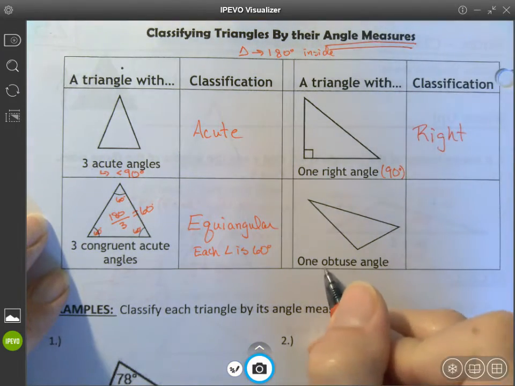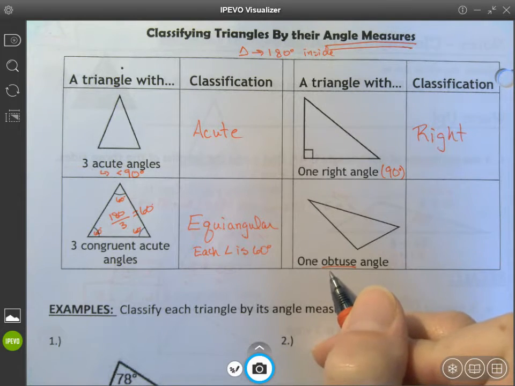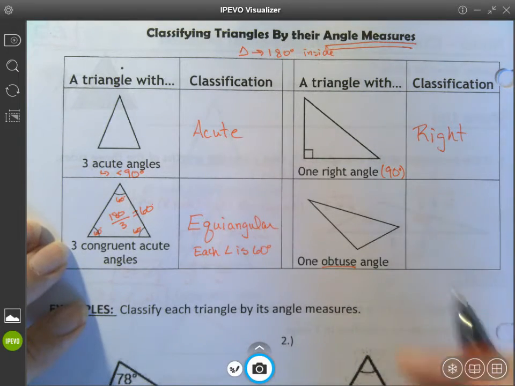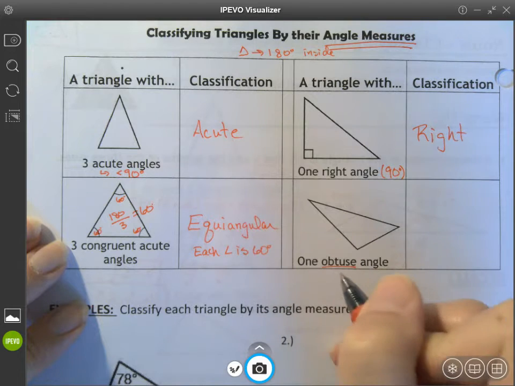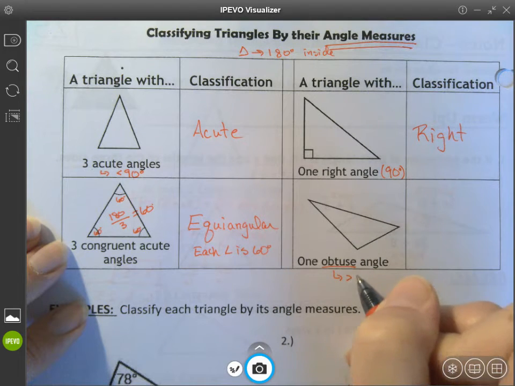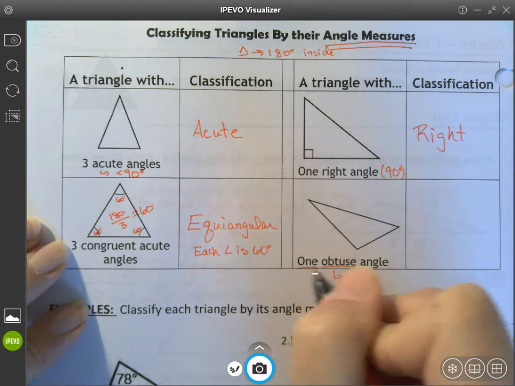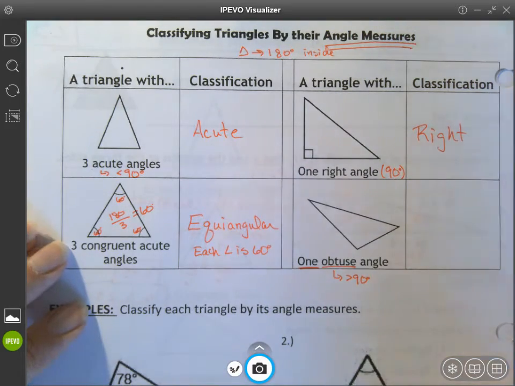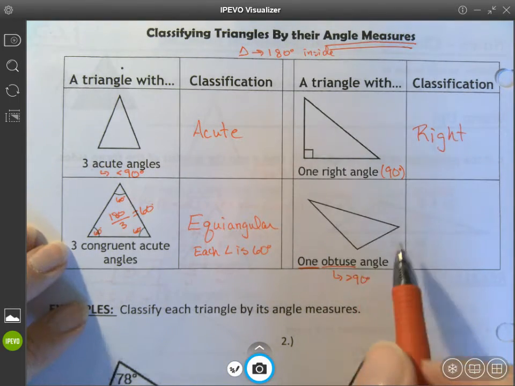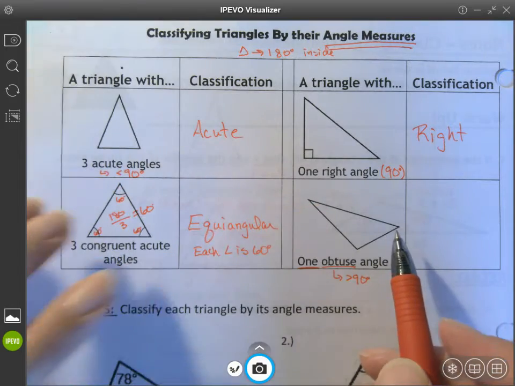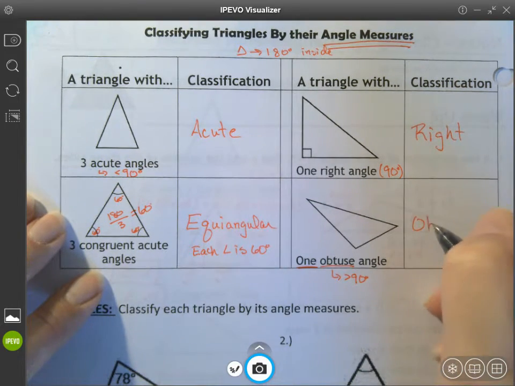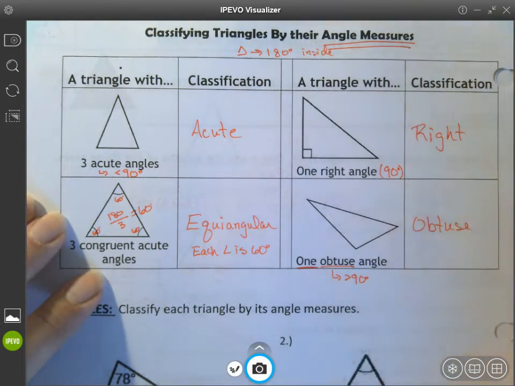Okay, obtuse, I think of the word like obese, bigger. So obtuse is one angle. All you need is an obtuse angle greater than 90 degrees. You can only have one obtuse angle, because if this angle is 100 degrees, then there's only 80 degrees for these to share. So it's called an obtuse triangle.